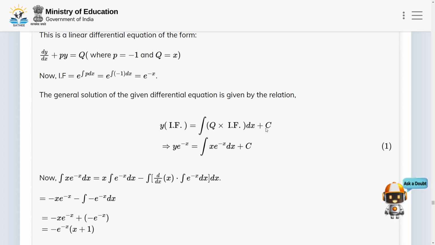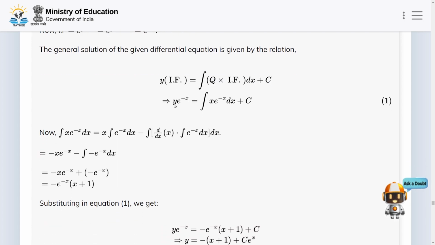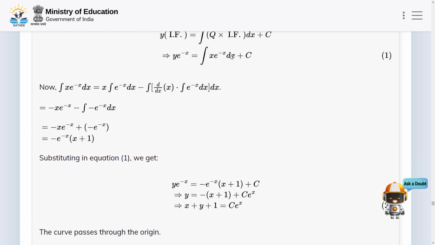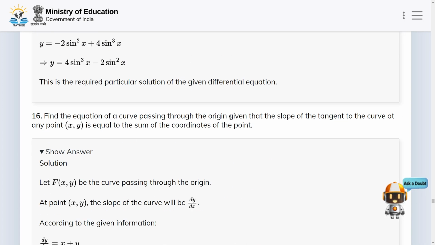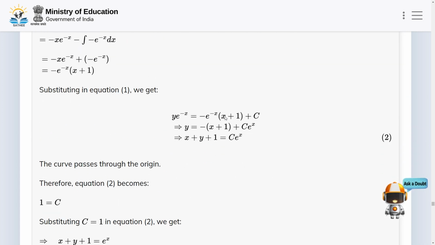Using this formula you will get the general solution as y e power minus x is equals to integration of x e power minus x dx plus c. Use by parts here. After applying by parts, you will have this integration as minus e power minus x multiply (x plus 1). Substitute your integration value here. You will have your general solution as y multiply e power minus x is equals to minus e power minus x (x plus 1) plus some constant. This means x plus y plus 1 is equals to c multiply e power x. Clear? I hope it is clear to you.